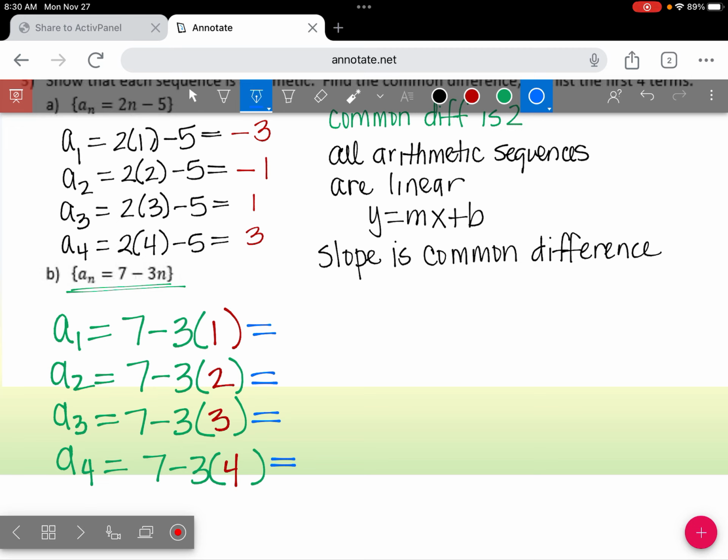All right, go ahead and find your first four terms, and you can probably tell whatever number you're multiplying by your term, that's your common difference. In this example, I'm multiplying by -3. -3 is my slope, so my common difference would be -3.